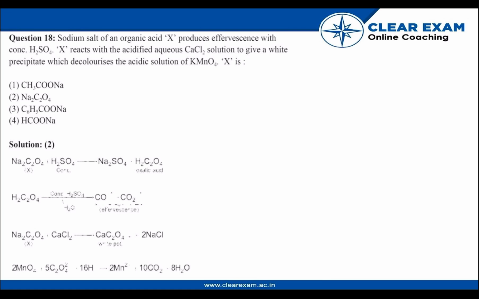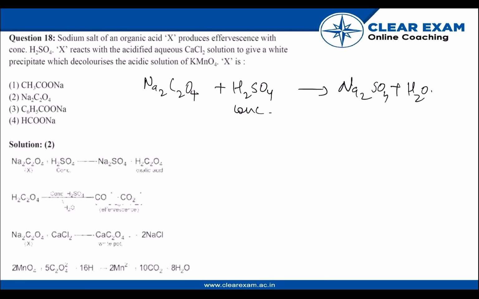Let's see why. So when sodium oxalate, or Na2C2O4, reacts with concentrated H2SO4, it will give Na2SO4 and H2O and CO2 gas. That produces effervescence.